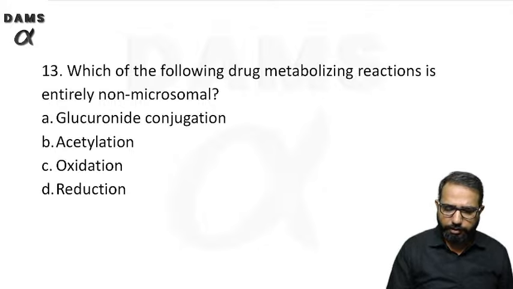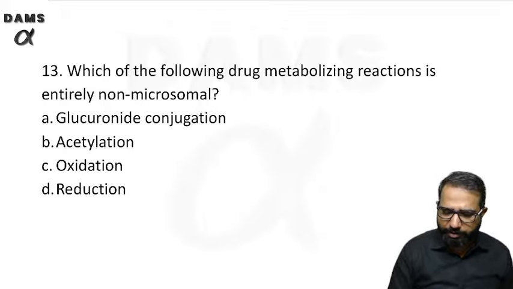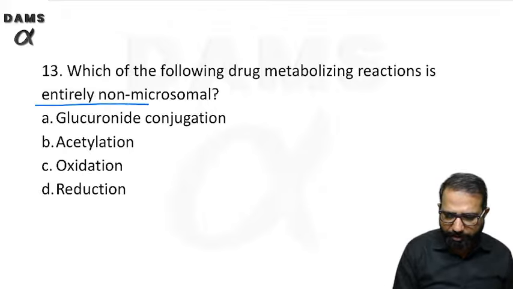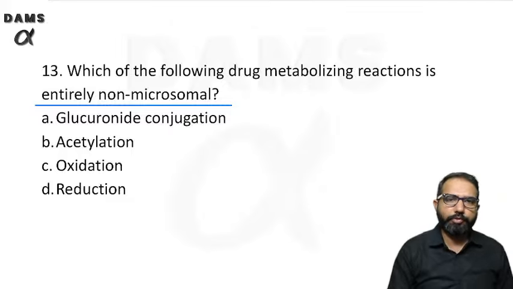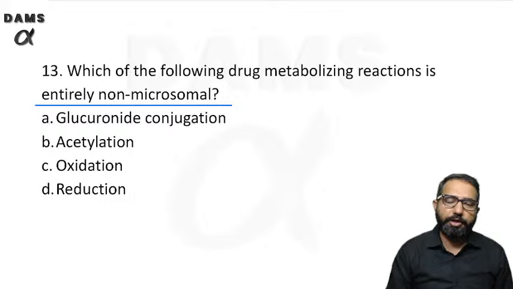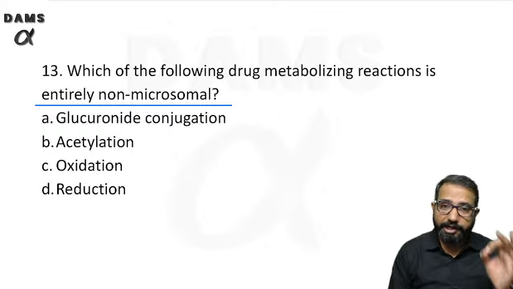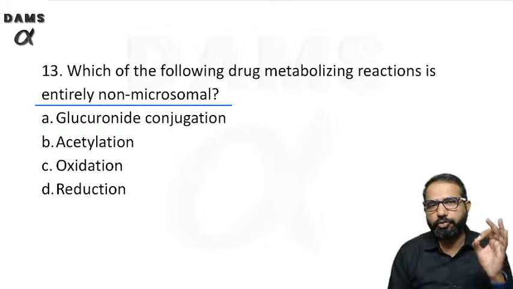Okay, let's see the next question. Which of the following drug metabolizing reactions is entirely non-microsomal? So we have two types of enzyme, microsomal enzyme and non-microsomal enzyme. Microsomal enzymes are present on the microsome, the smooth endoplasmic reticulum. Phase 1 reactions, which are catabolic reactions, are mostly microsomal reactions.